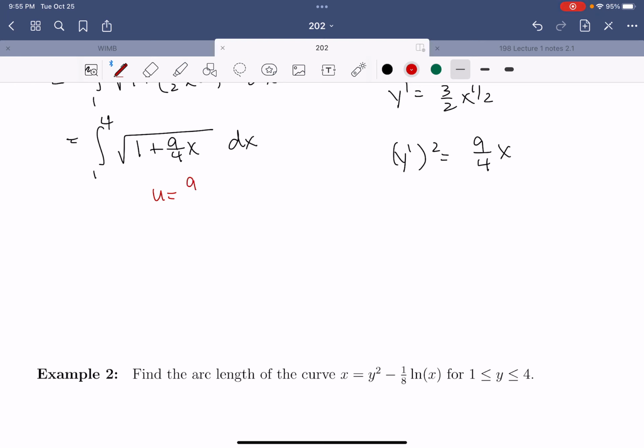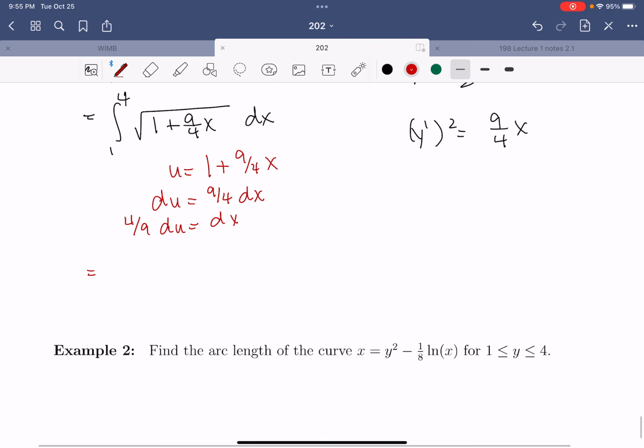Let this be 9, you can leave it the way it is. So 1 plus 9 over 4x. Then du is 9/4 dx, and dx is 4 over 9 du. So this becomes the integral of the square root of u times 4 over 9 du.